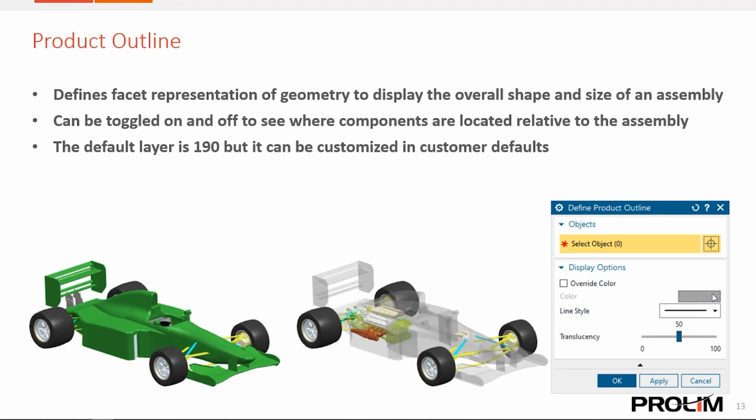First off is product outline. Now, what this does is it defines a faceted representation for selected geometry so the overall shape and size of the assembly can be displayed. This can be toggled on and off and is stored on a layer. 190 is the default, but this can be changed in your customer defaults if you ever need to. Below I have 3 images. The 2 images of the car show how product outline can be used when working on components such as an engine block, so that you can see the engine block but still be able to have a feel for the other components surrounding it. On the right is a dialog box for the command, just to show you what it looks like in its various settings.